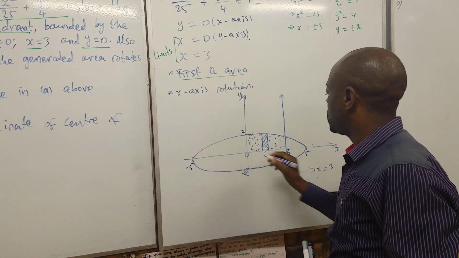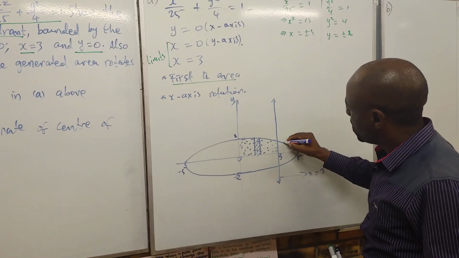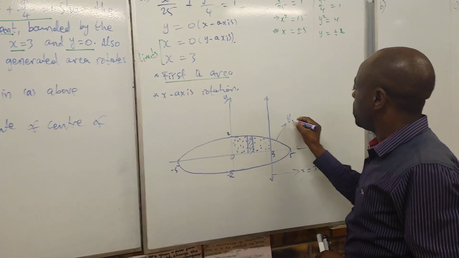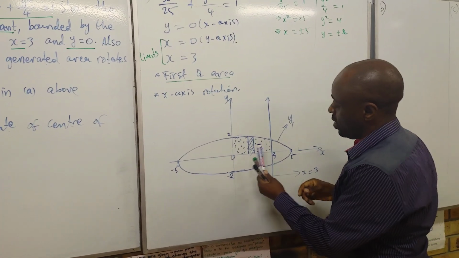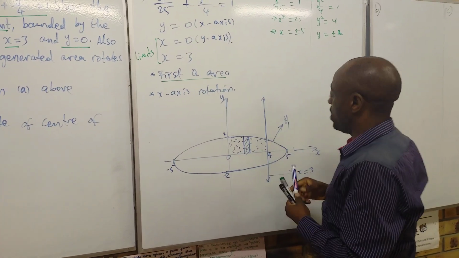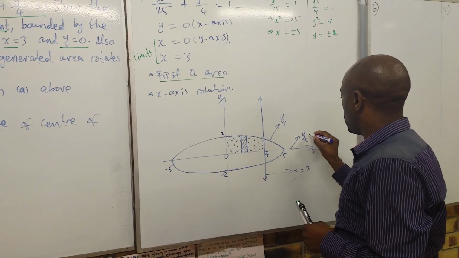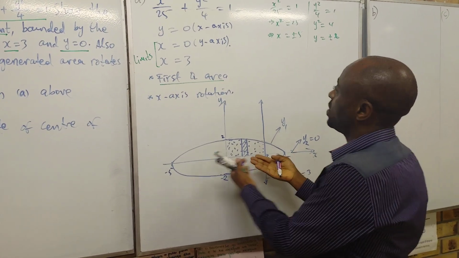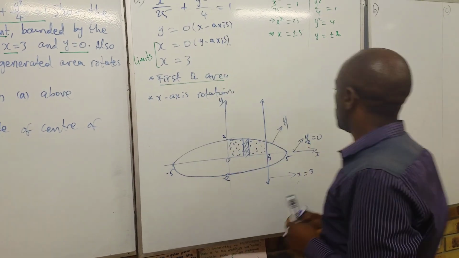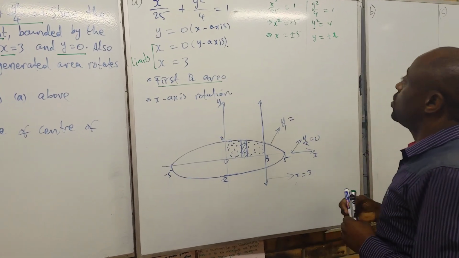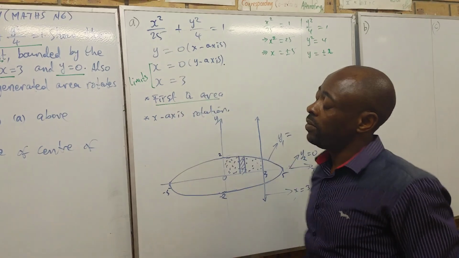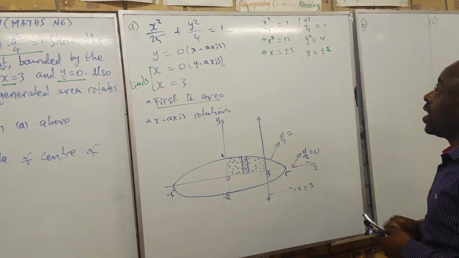If I go for a vertical strip, the first graph is the one that passes above the strip. I must label them using y because my strip is vertical. Then the second graph passes below the strip, which is my y2. And my y2 is the x-axis. The x-axis is y equal to 0. So y1, we need to go back to the equation of the ellipse. We make y the subject.